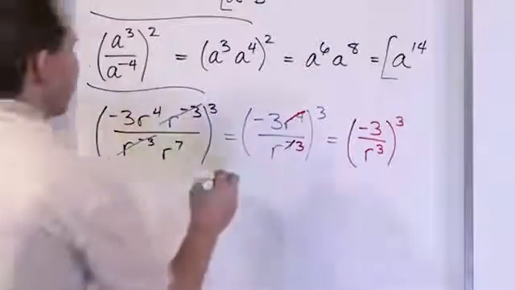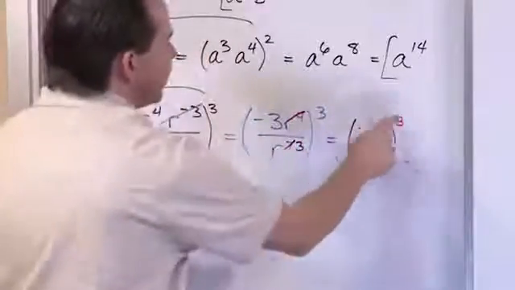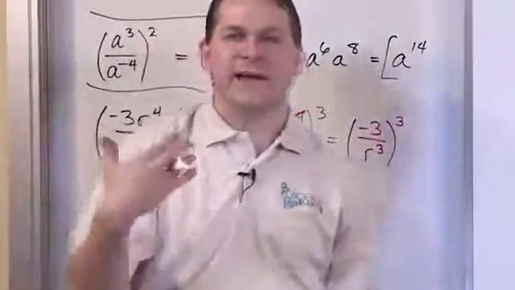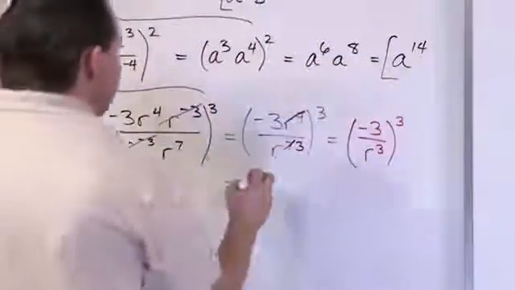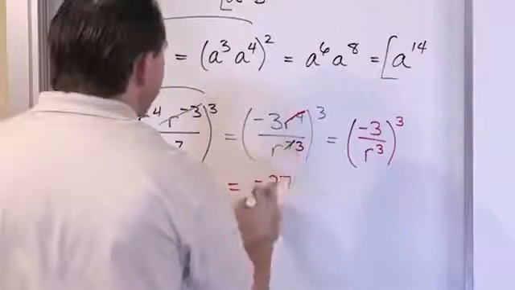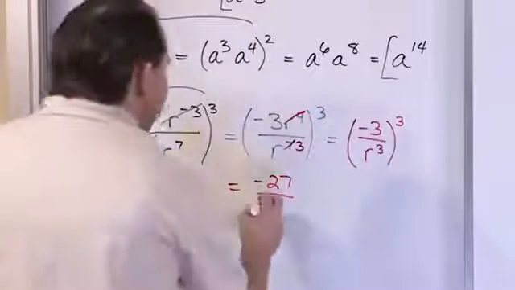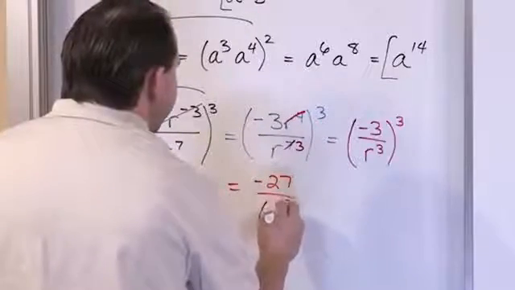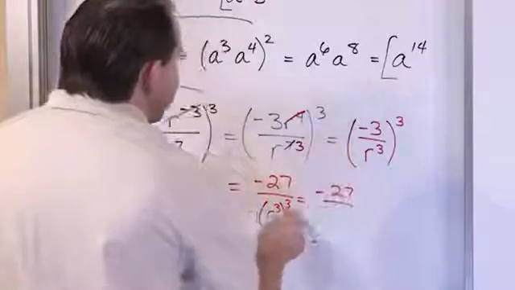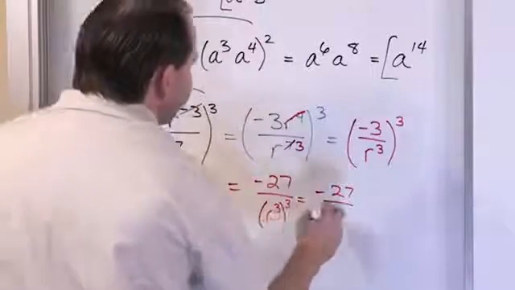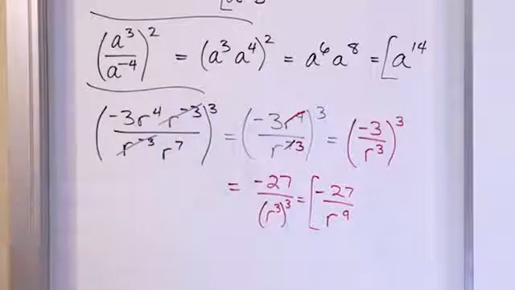All right, so on the top I'm going to have negative 3 cubed, because you apply it to the top and also to the bottom. Negative 3 cubed, negative 3 times negative 3 times negative 3. If you think about that for a minute, you'll realize it's negative 27 on the top, and on the bottom you're applying this guy. So what you're going to have is r cubed raised to the power of 3, because you're applying it to the top and the bottom. So negative 27, you multiply the exponents. 3 times 3 is 9. So negative 27 over r to the power of 9.